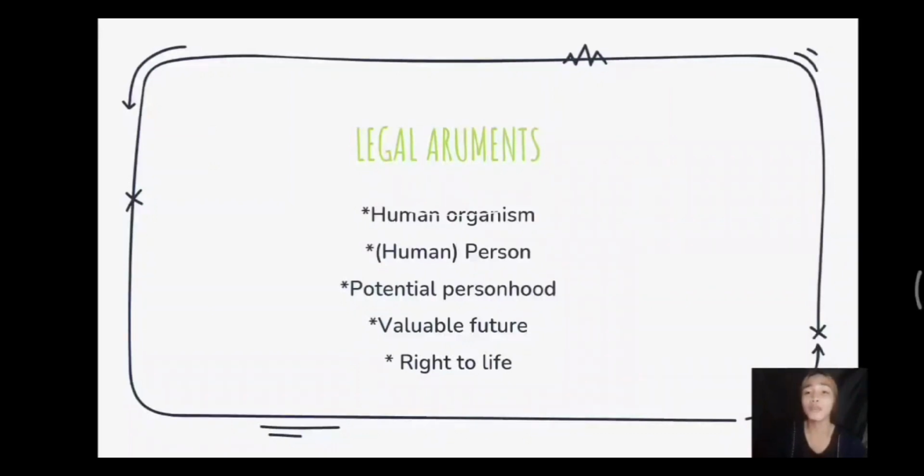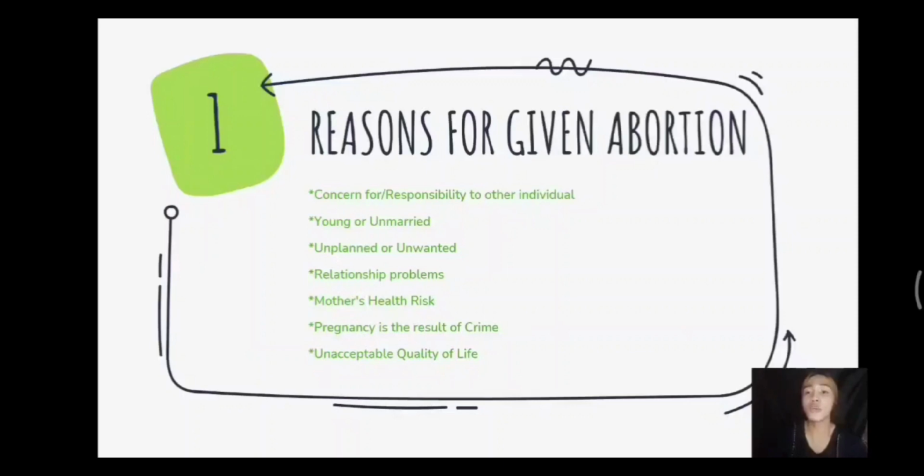So here are the reasons for giving an abortion. The first one is concern for responsibility to other individuals. The second one is being young or unmarried. The third one is relationship problems. The fourth one is mother's health risk. Pregnancy is the result of crime, and the last one is unacceptable quality of life.